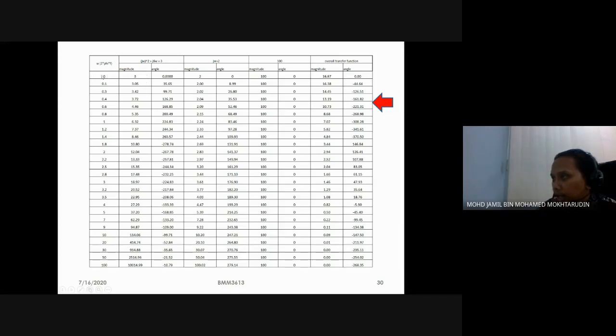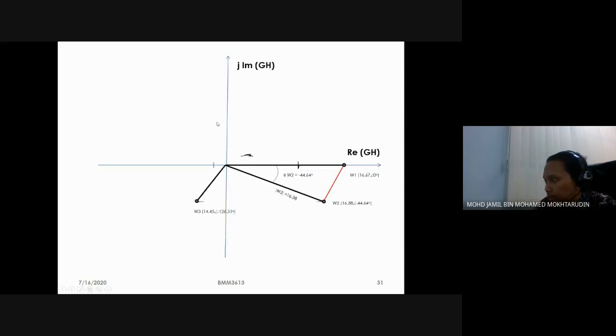So for example, for the first frequency 0, you get magnitude equals 3. Second one, you get magnitude equals 2. And the last one, the magnitude is 100. Then find the overall transfer function. So you use this value, the overall transfer function, and plot them in the S-plane. If the Nyquist plot intersects after -1, then the system is unstable. If it intersects before -1, then the system is stable.